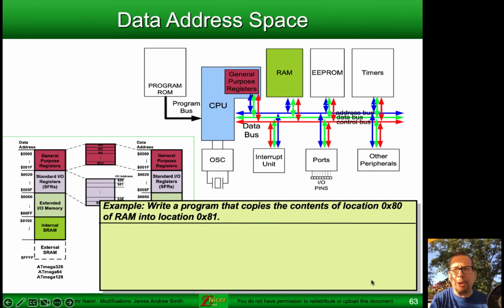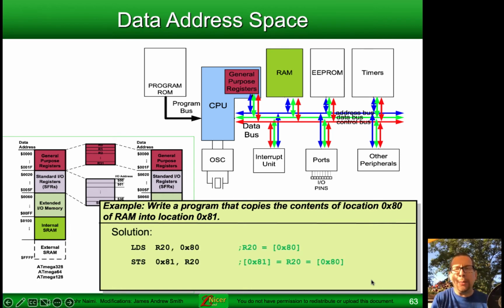Next, write a program that copies the contents located in memory space 0x80 and places it into memory location 0x81. So you just want to shift it over. How do you do that? Well, I have contents in memory location 80, and I'm going to place it in a temporary register R20. Then I'm going to take the contents of R20 and place it into the next piece of RAM.